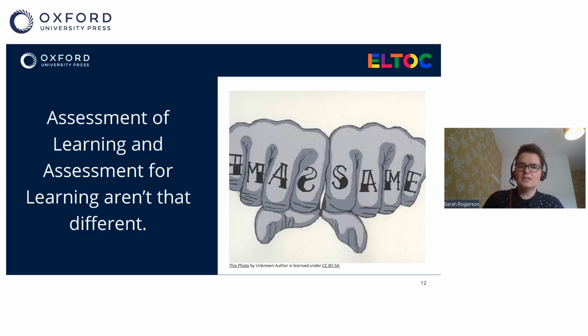Which takes me to the second takeaway today. At the beginning, I spoke about all of those things that I wanted you to take away from today. And the second takeaway is assessment of learning and assessment for learning aren't that different. So it's not a clear science. I hope that's clear so far.